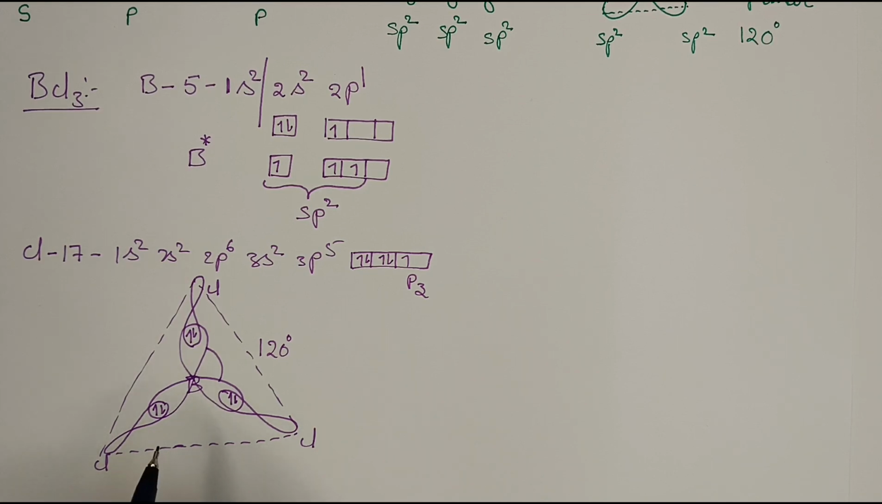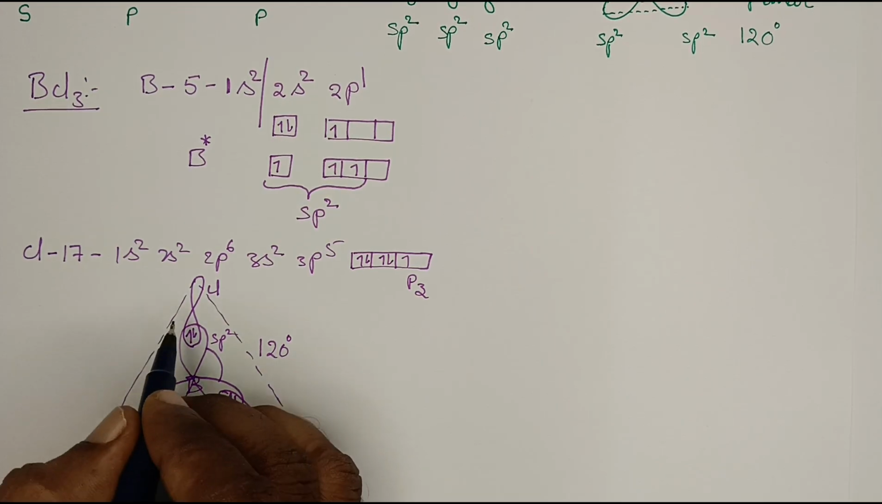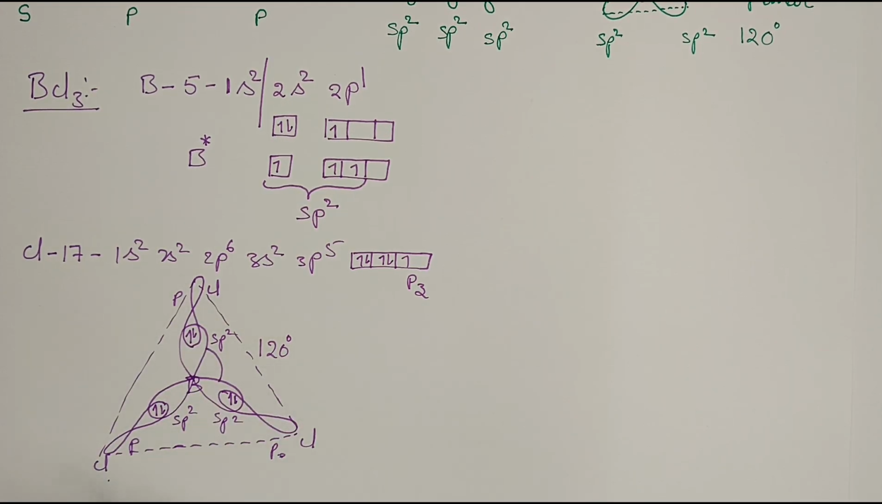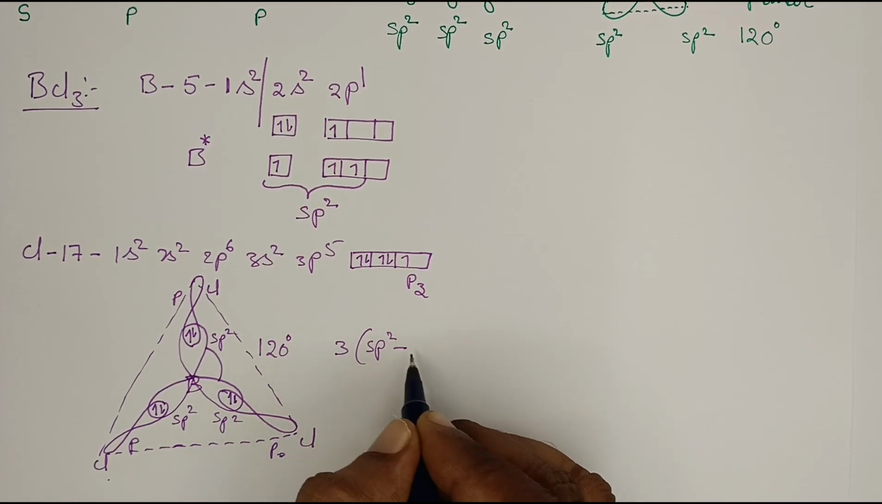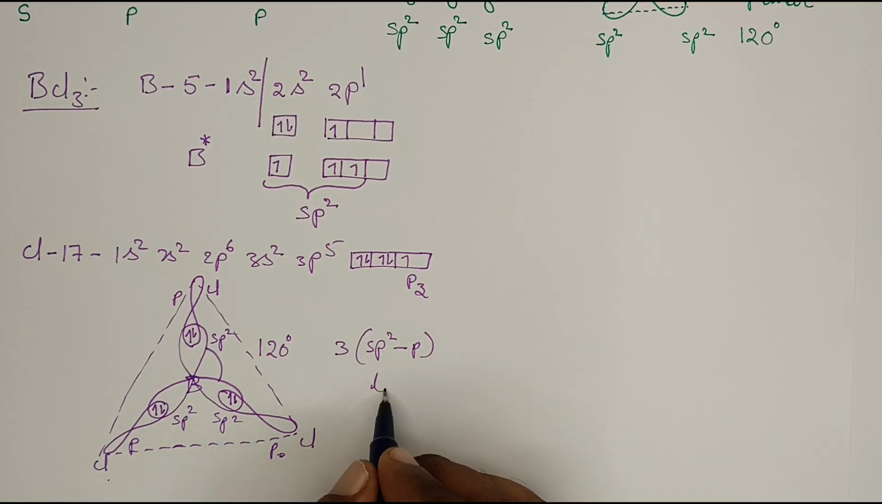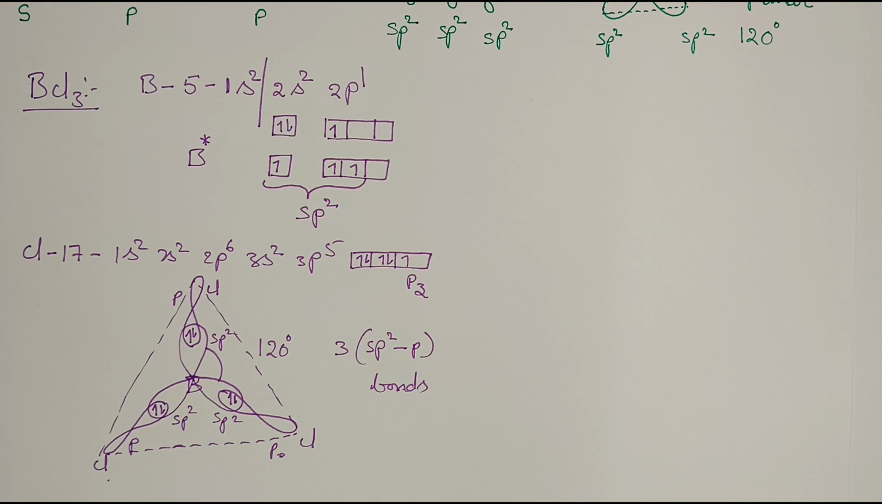So in this molecule, this is SP2, SP2, SP2. This is PZ, and this is PZ, and this is PZ. So there are three SP2-P sigma bonds. So the shape of the molecule is trigonal planar, and the bond angle is 120 degrees.